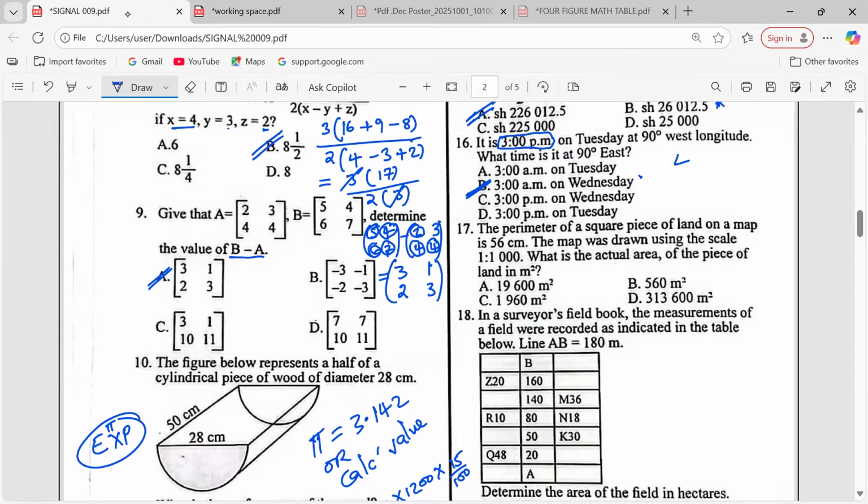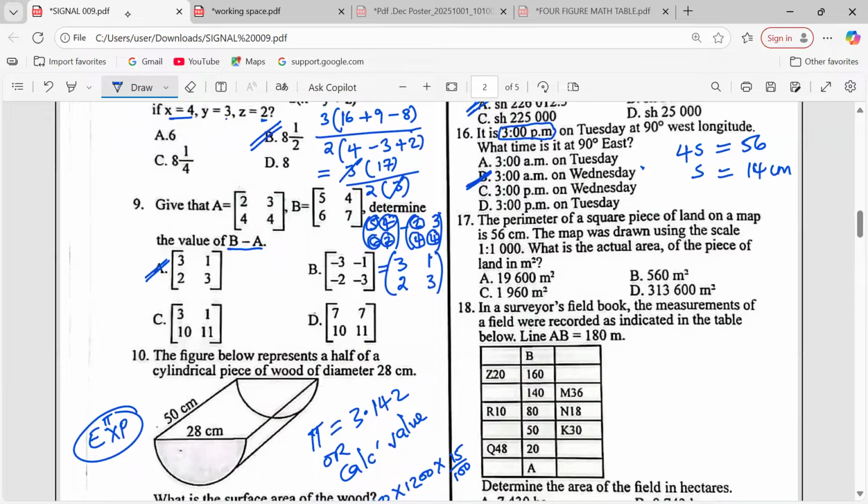The length of the side, whereby we shall say that 56 over 4 is 14. So the side of this map is 14 centimeters because the perimeter is 56. And this is not an easy question. You're supposed to approach it with a lot of moderation. Very easy, stepwise, like that. So from the perimeter of the map, we can get the dimension of the map.